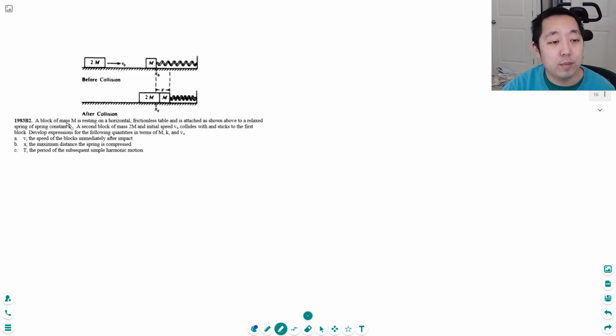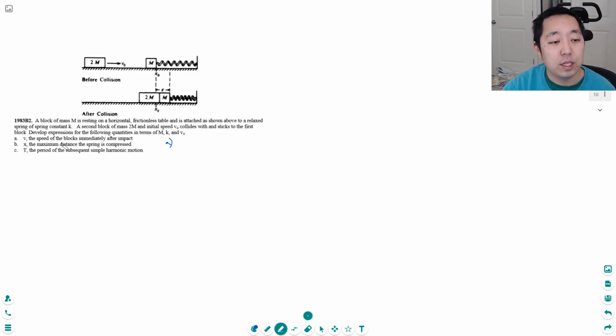So I have a block of mass M resting on a horizontal frictionless table, attached as shown above to a relaxed spring of spring constant K. A second block of 2m and initial speed v naught collides and sticks with the first block. Develop expressions for the following quantities in terms of m, k, and v naught. So this is similar to the previous video that we did, except we don't have any specific numbers. I've got to do it all symbolically.